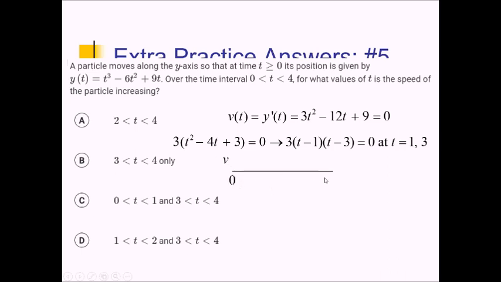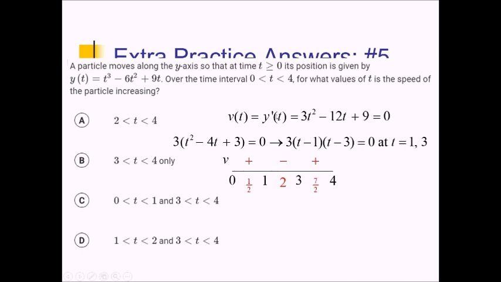So we've got 0 and 4 as our endpoints. We don't want to test anything outside of those. And 1 and 3 are our critical values. So I'm going to use this factored version of v to do my sign analysis. Plugging in something between 0 and 1, let's go with 1/2. So that's going to give us a negative and a negative, so positive. And then between 1 and 3, I'm going to go with 2. That's a positive times a negative, which is negative. And then between 3 and 4, how about 3.5 or 7/2? So that's going to be a positive times a positive, which comes out positive.